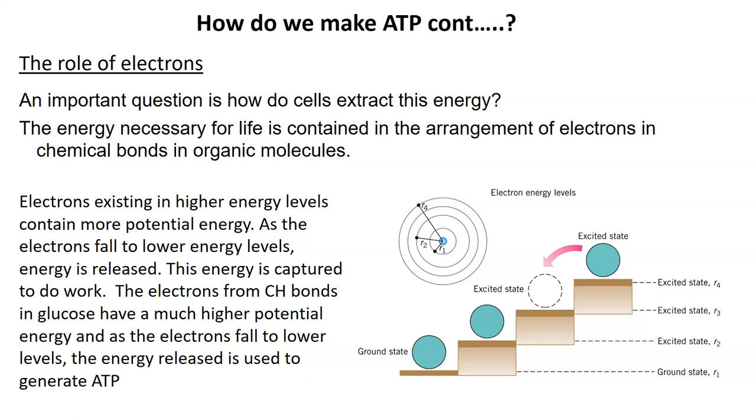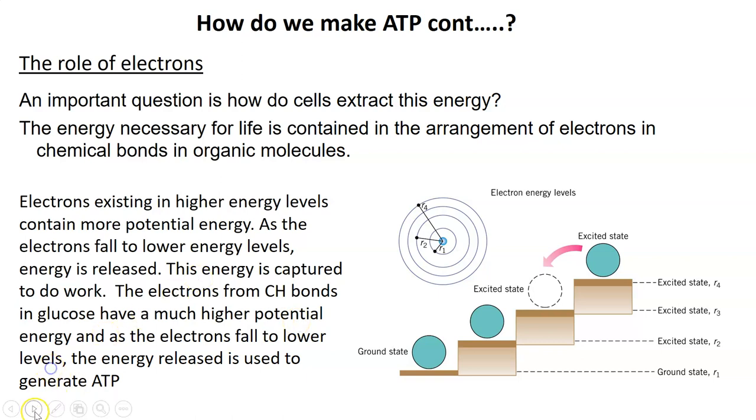Now, in our cells, when we break down sugars, the electrons that make up these carbon hydrogen bonds exist in higher energy levels, hence the reason they contain high energy electrons. As the electron falls to lower energy levels, it's this energy we capture to drive the formation of ATP.